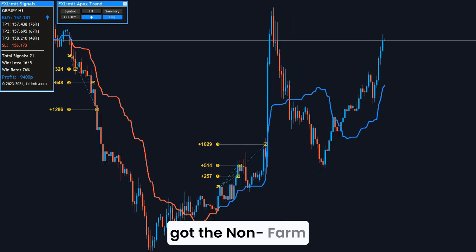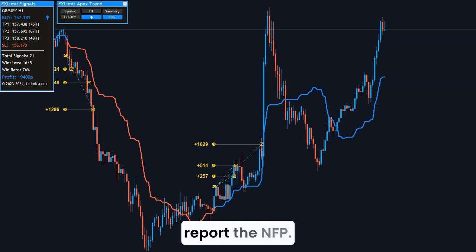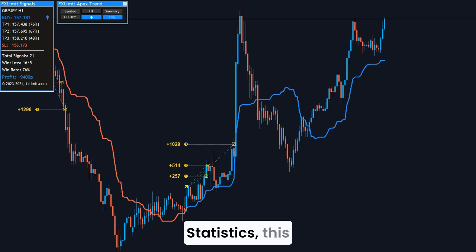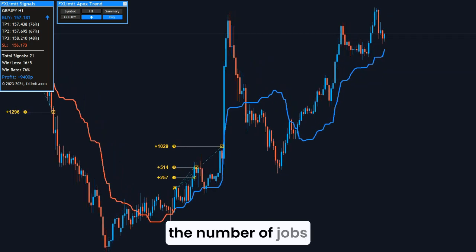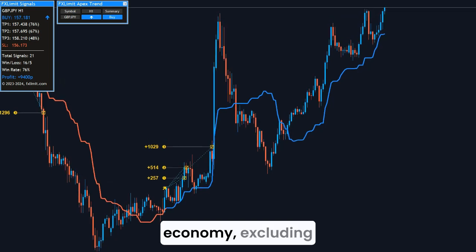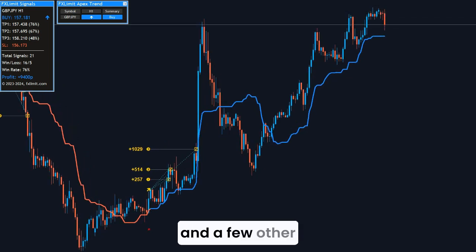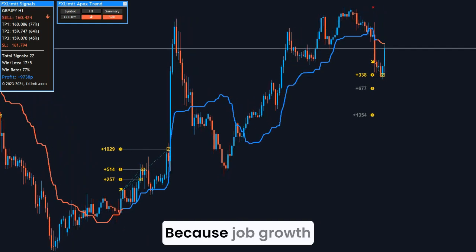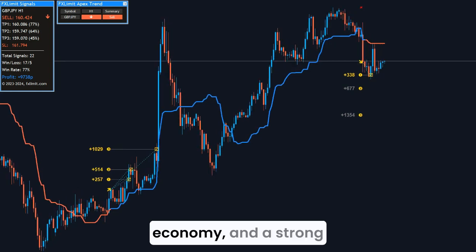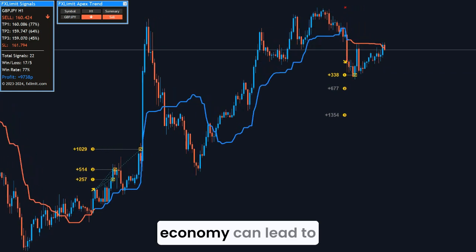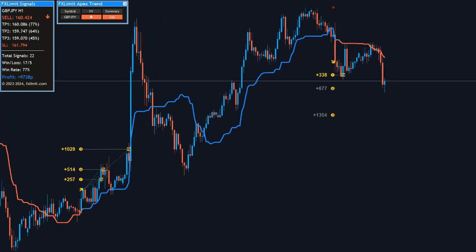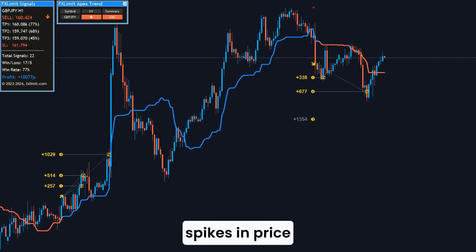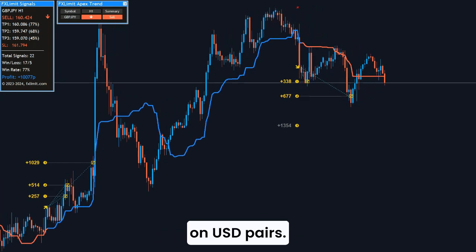First up, we've got the Non-Farm Payrolls Report, the NFP. Released monthly by the U.S. Bureau of Labor Statistics, this report shows the number of jobs added in the U.S. economy, excluding farm workers and a few other categories. Why is this important? Because job growth signals a strong economy, and a strong economy can lead to a stronger dollar. When the NFP data is released, it often causes massive spikes in price action, especially on USD pairs.